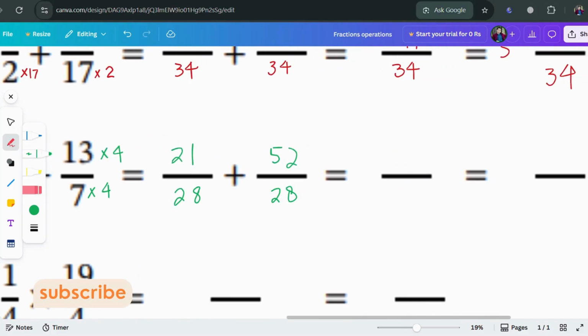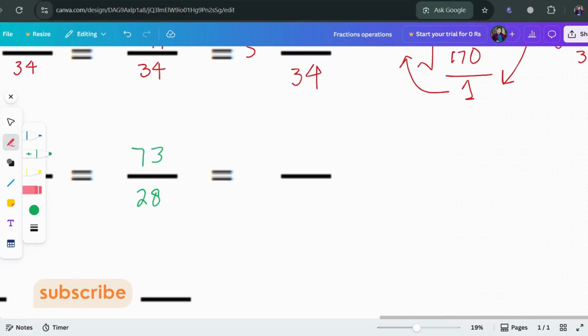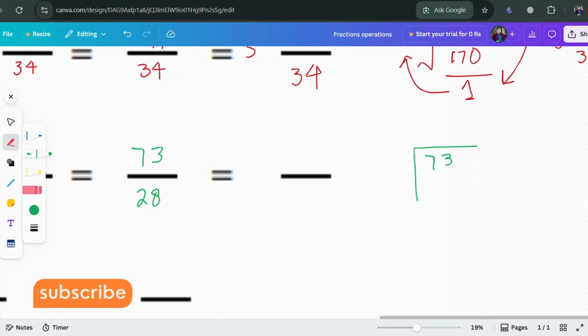So now I have the common denominator over here, so I'm going to put 28 over here. Now 21 plus 52, that's equivalent to 73. You can convert that number into a mixed number as well. You can just put 73 inside and 28 will be outside.